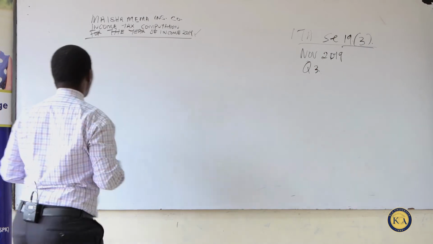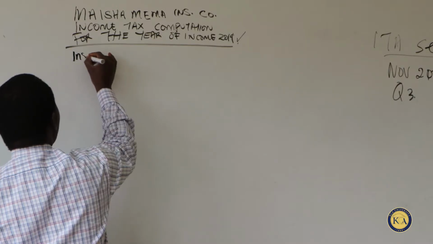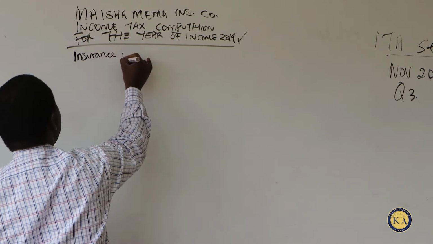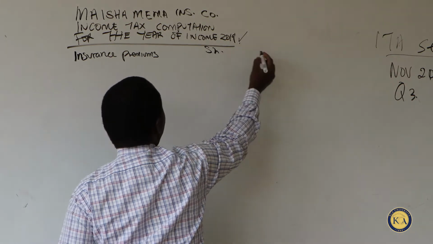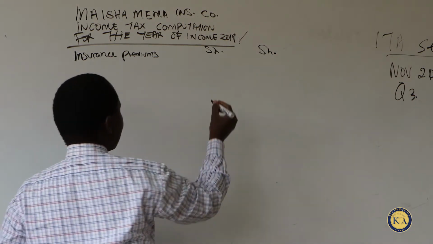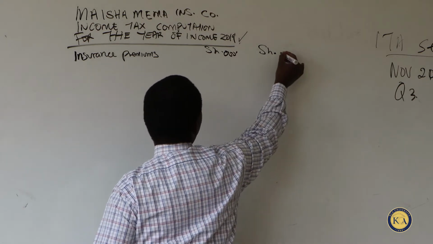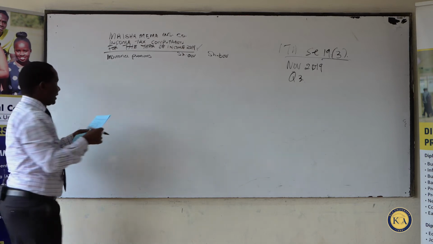So we start with computation of the insurance premiums. We need a column over there to record our amounts. Our shillings, we know, are shillings in thousands, like this. Right, the first is the gross premium.